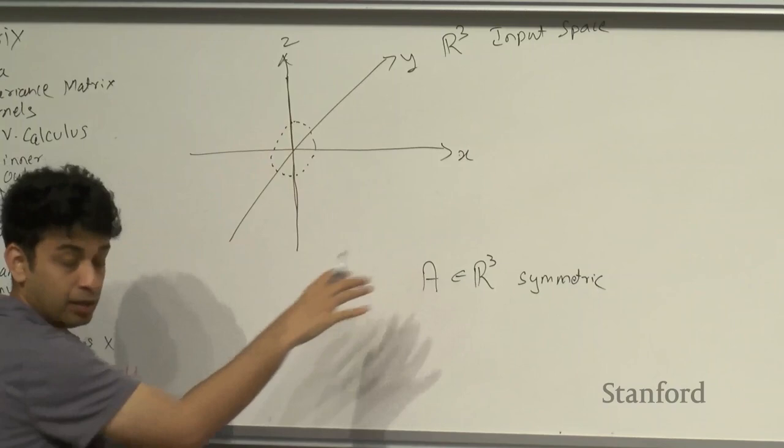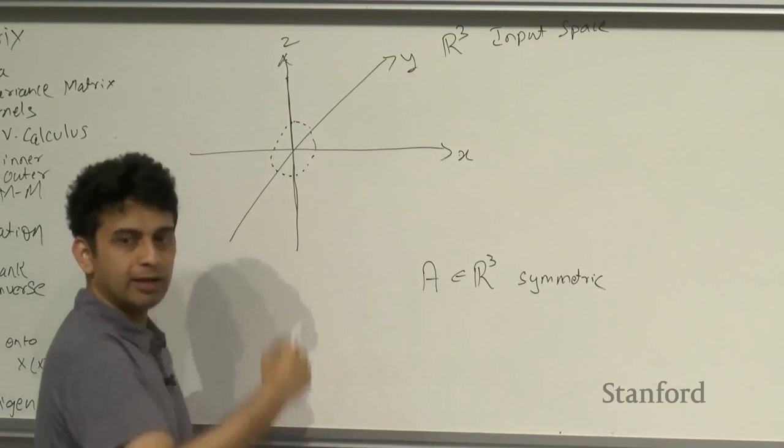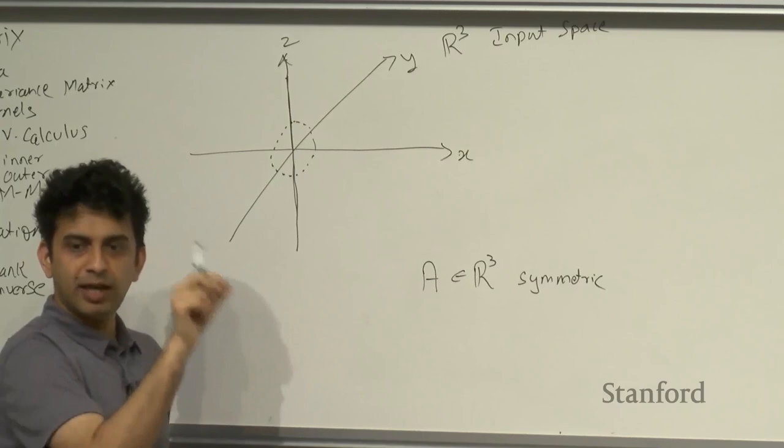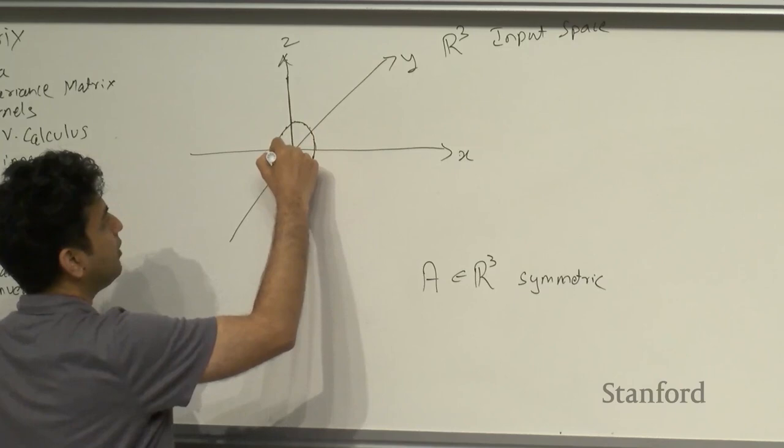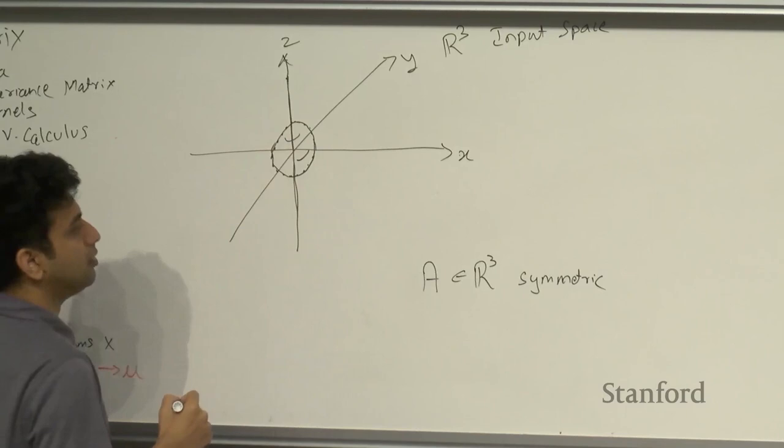Now, what does that mean? We know how to take a vector and run it through A and get an output vector, but what does it mean to take a shape and run it through A and get another shape? It just means take every point on the surface, separately run it through A, and reconstruct the resulting shape on the other side. So this is our input. Take every point on the surface. This is a three-dimensional ball, I'm just drawing it as a circle. Run it through A, and we get an ellipsoid.